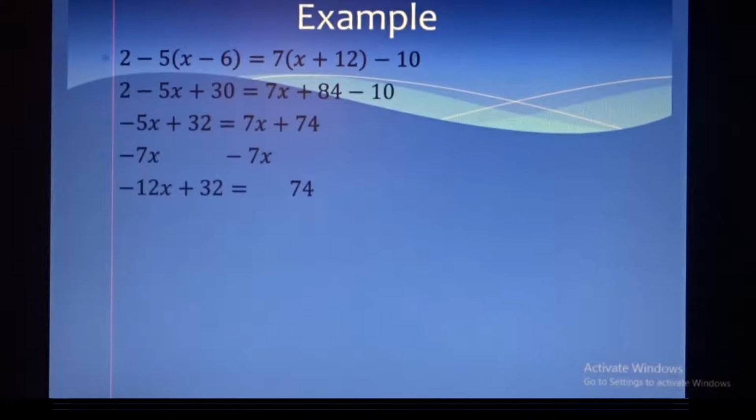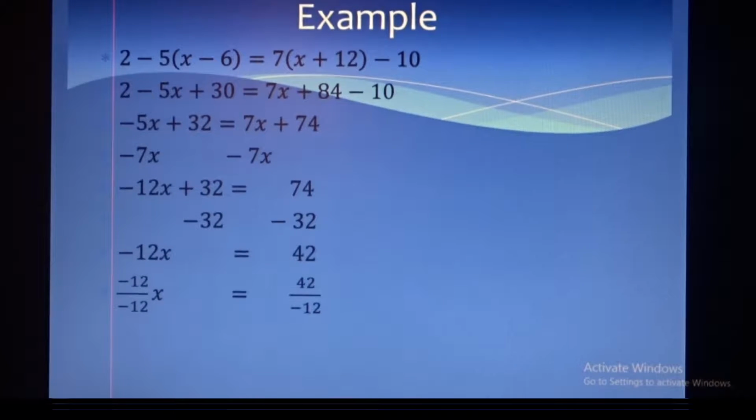Now that we have negative 12x plus 32, we're going to have to undo the addition between negative 12x and 32. Which means we're going to subtract 32 from both sides of the equation. That's going to give us negative 12x is equal to 42. And now we have to undo the multiplication between negative 12 and x in order to get the x by itself. So we're going to divide both sides of the equation by negative 12.